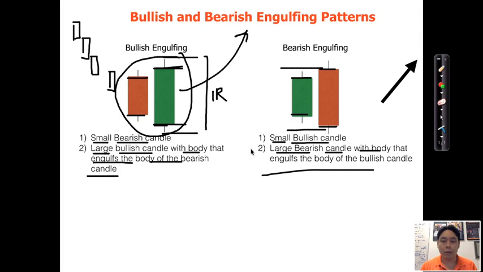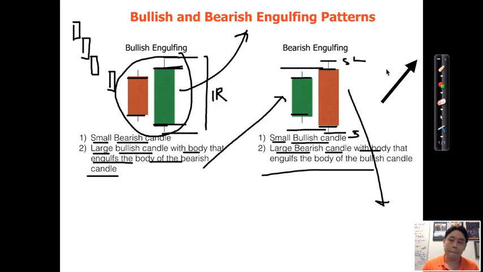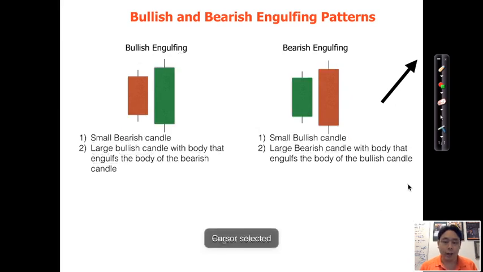This appears at the top of an uptrend, or the top of a rally. So prices are going up. You see that small bullish candle, and then boom, a big bearish candle reverses down. So you can put a sell order over here, and a stop loss over there. Let's take a look at the charts.